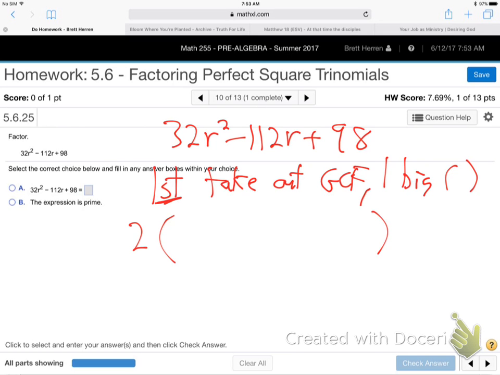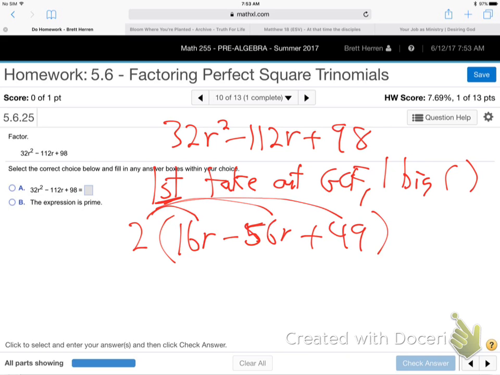What goes on the inside? 2 times what is 32? 16. And take 112 on your calculator, divide by 2. Was that 56, right? 56r. And 2 times what is 98? 49. Is that good for starters?